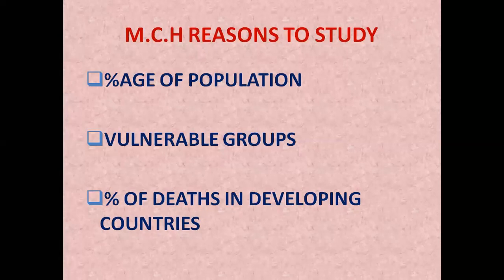So you got enough material to go through the MCH, that percentage of population more than 50%. These are vulnerable groups. The percentage of death in developed countries is high in the over 70. The same percent of people die here in the young age, in the childbearing process.